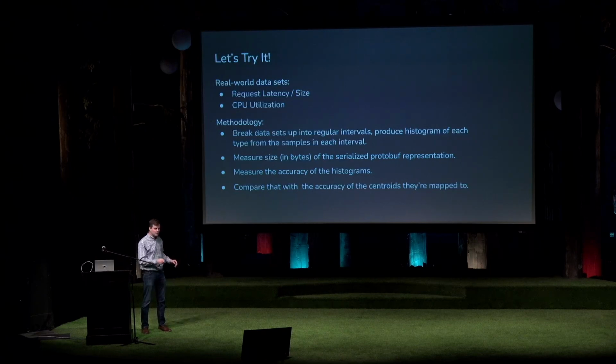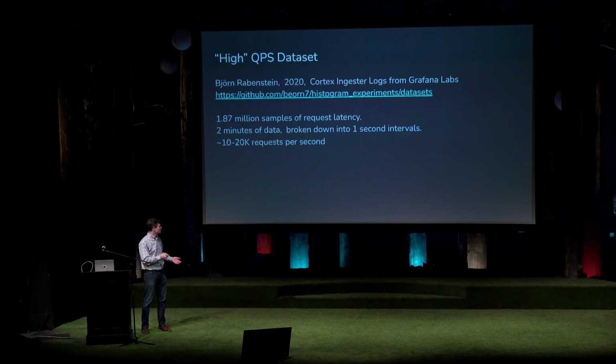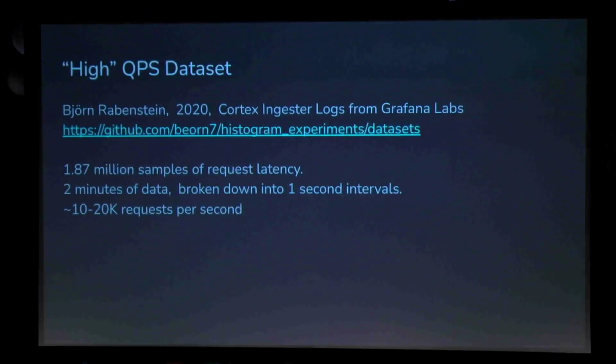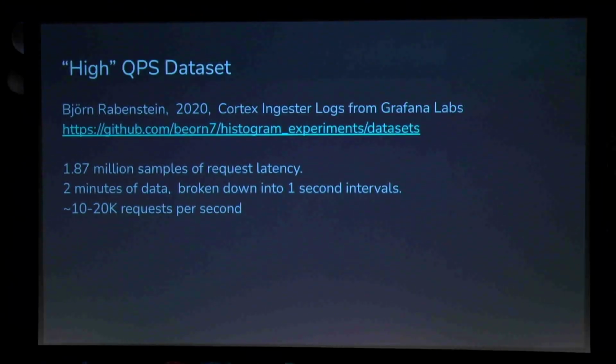The first thing I looked at is convergence, like how quickly does it go to a bounded number of clusters. Oh, sorry, no, I should talk about the data I'm using. The first data set I looked at was from Bjorn Rabenstein from Grafana Labs, and he published a bunch of data for testing histograms from Cortex and Ingester logs. That's a collection of monitoring data.